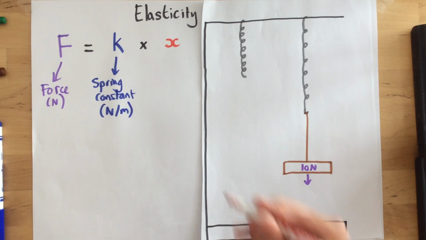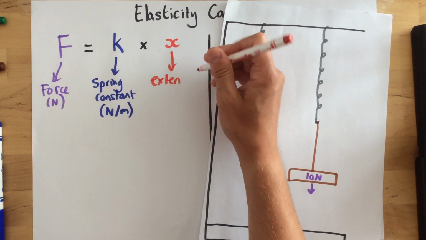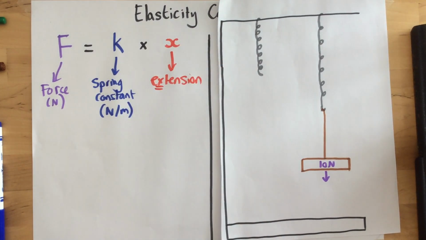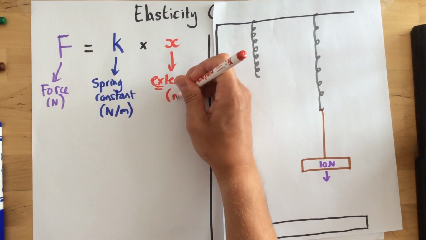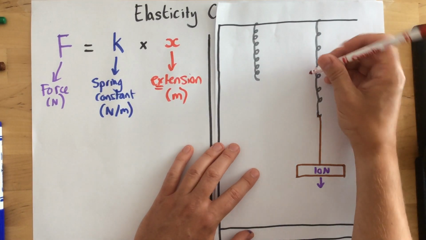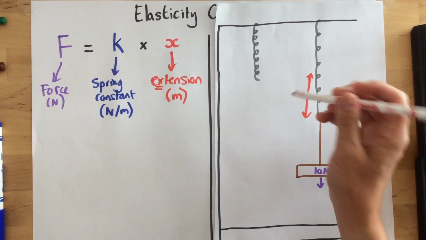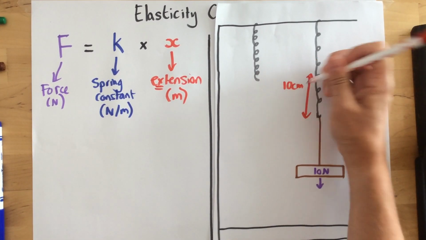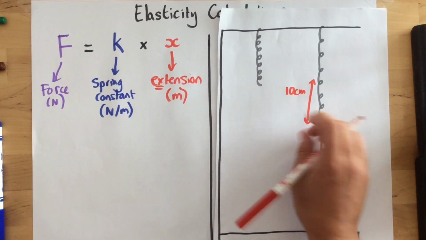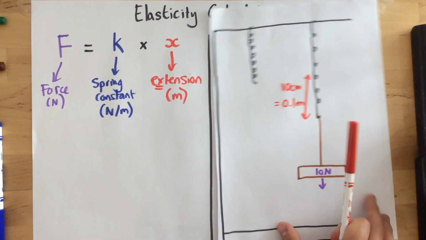Now, finally, this X represents extension. So that's why the X comes in, extension, and it's measured in meters. Now, all extension means is how much has the spring extended. So this here is our X value, our extension. Now, let's say in this circumstance, it's 10 centimeters. Now, as you can see, because extension is measured in meters, we need to convert this to meters really quickly. So that is 0.1 meters.